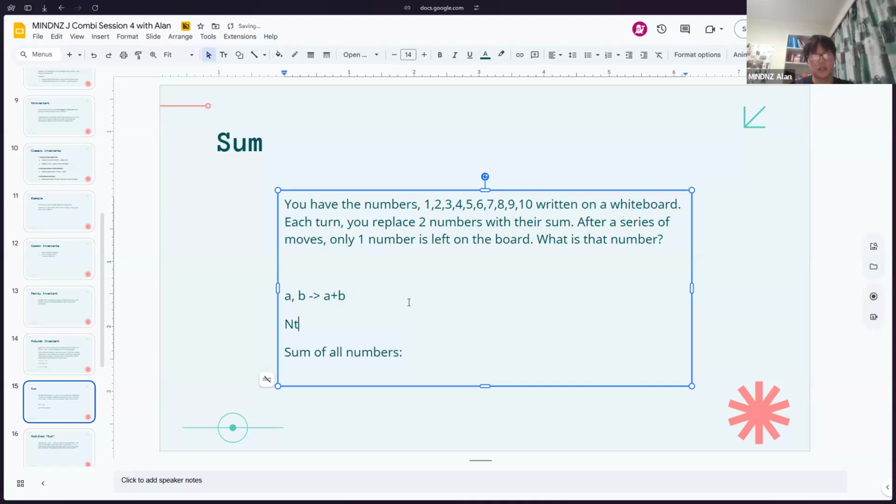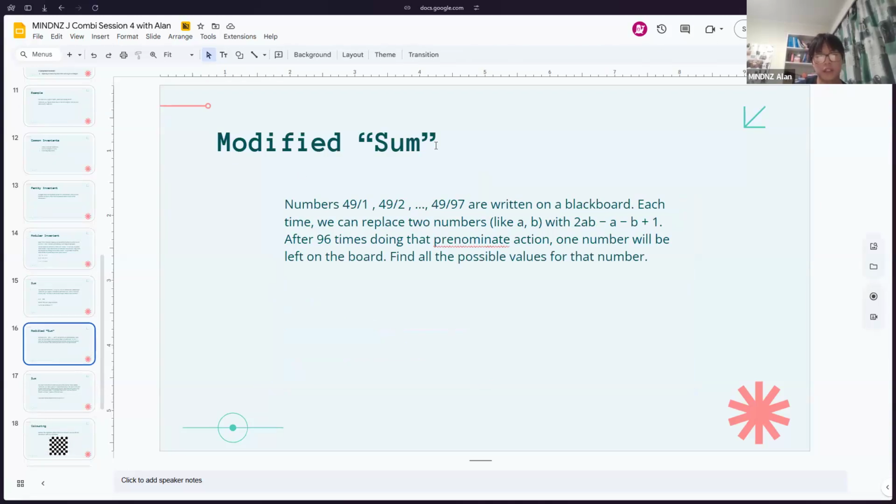So notice, the sum stays constant. And because the sum stays constant, the sum at the end will equal the sum at the beginning, right? And the sum at the beginning was just 1 plus 2 plus 3 plus 4 through 10, which is 55. And when we only have one number left on the board, it will be the same as the beginning, which means we have 55 on the board after 9 moves.